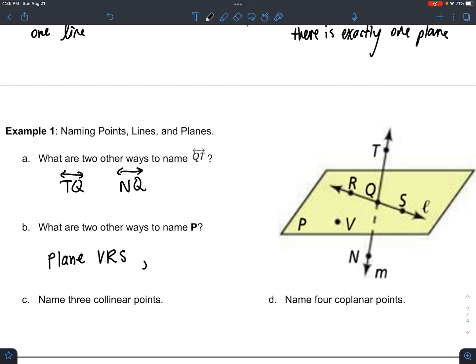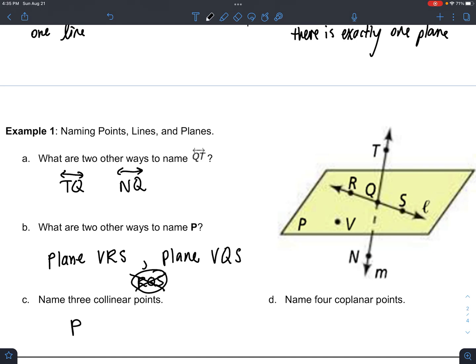So like VRS, or plane. I could not do RQS. That is a no-go because there's more than one plane that have those points on it. This plane that goes up and down through it, we don't want to talk about that plane. So we got to choose ones that don't form a line. So how about like VQS?